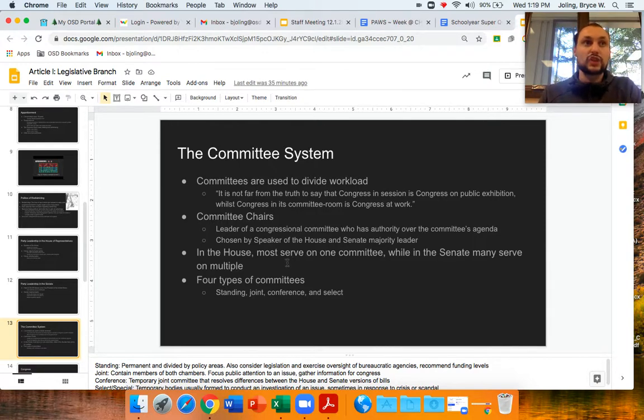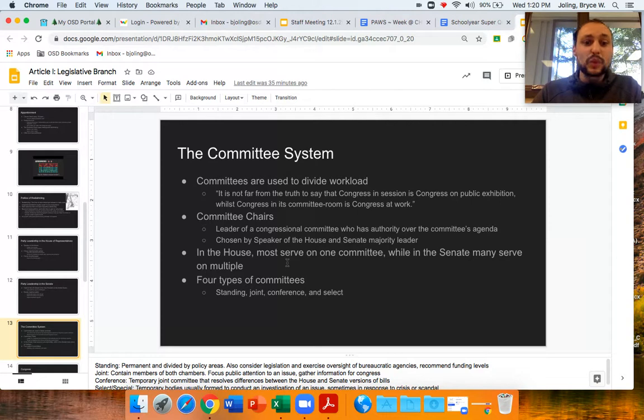In the House, most serve on one committee. That's because there are so many representatives: 435 representatives compared to only 100 senators. So it's more common for senators to serve on multiple committees because there are fewer of them, whereas in the House of Representatives, because there are so many people, they typically serve on one committee.